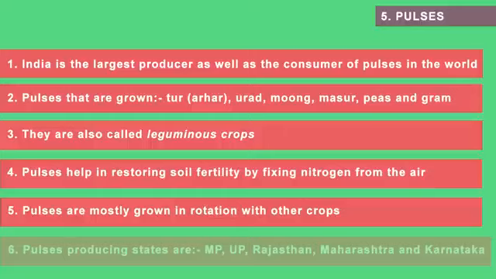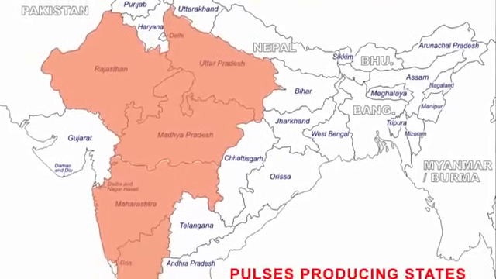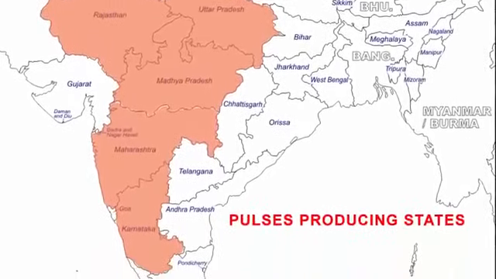And after that again you can grow crop B, and after harvesting crop B, again you will grow pulse crop. So like this it continues, and this is the meaning of rotation. So the major producing states are Madhya Pradesh, Uttar Pradesh, Rajasthan, Maharashtra, and Karnataka.